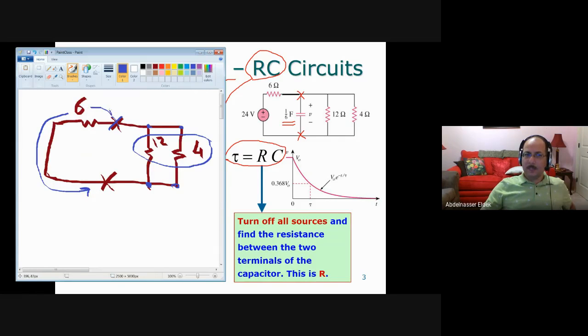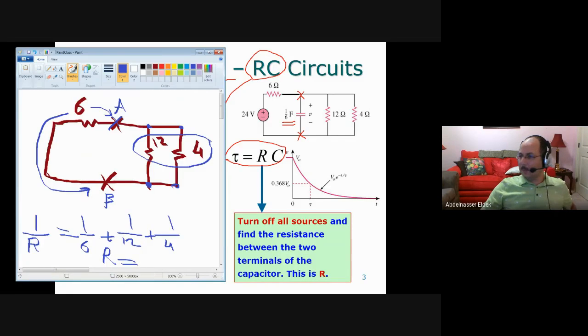Okay, so if this is A and this is B, then 6 ohm is connected between A and B, 12 is connected between A and B, 4 is connected between A and B. Then in this case, you can calculate the total resistance like this: 1/R equals 1/6 plus 1/12 plus 1/4. And then you can calculate the resistance R.